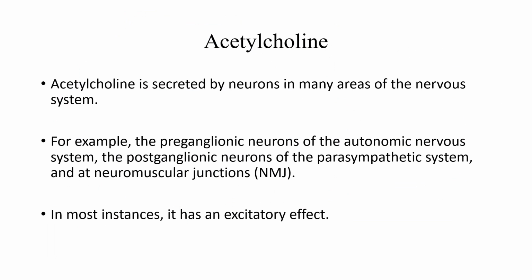Now let's talk about examples of these small molecule rapidly acting neurotransmitters, and one of the most common examples is acetylcholine. It is important to know that acetylcholine is the only neurotransmitter at the neuromuscular junction, which is the synapse between the motor neuron and the skeletal muscle. It's also released from preganglionic neurons of the autonomic nervous system and the postganglionic ones of the parasympathetic system. Most of the actions of acetylcholine are excitatory.